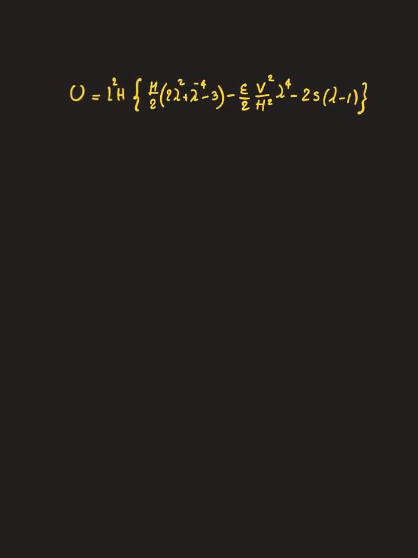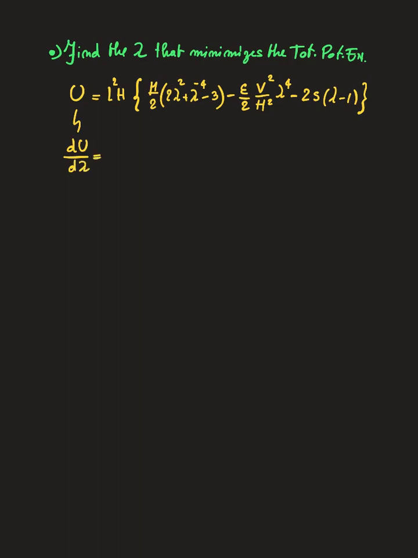So what I want to do with this expression is I want to find the lambda that minimizes the total potential energy. And you will see that it's very straightforward. So let me do this now. Well, what I have to do is simply to differentiate U with respect to lambda. It's the only variable. So this is equal to, well, L squared H.